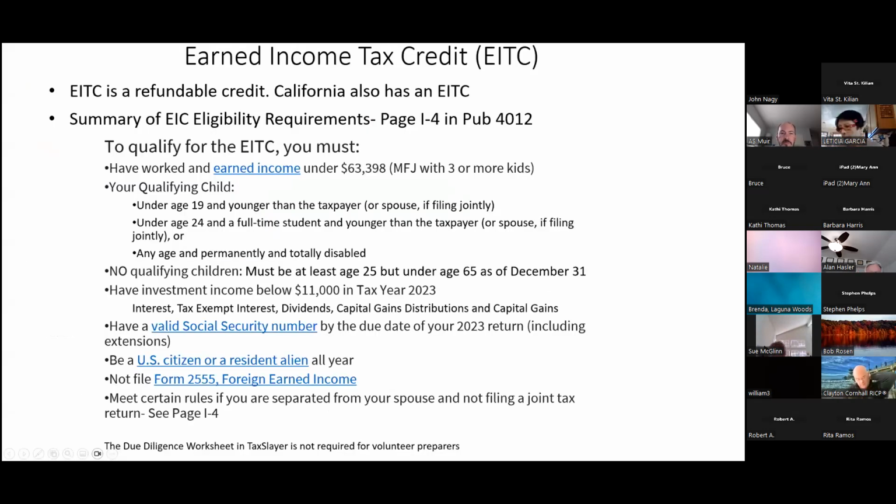Okay, so the rules are on page I-4 in your Publication 4012, and you have to meet all of these rules. So you have to have that earned income. When you're talking about earned income, the software is going to take care of it for you based on W-2 wages, based on self-employment. And there is a limit. And so if you are working and your earned income is under that $63,398 amount, and you file a joint return, and you have 3 kids or more, then you may be eligible for a small amount of EITC.